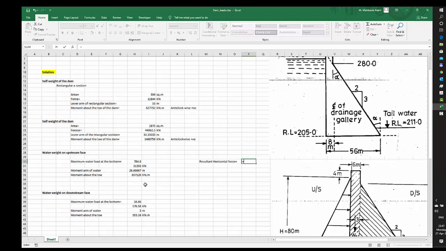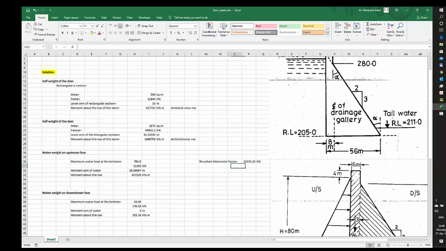So on the upstream we have total load equal to this value. This is positive because it's in the direction of, and it's up to you which value you take positive, which one negative, but because they are in reverse direction to each other, we have to take one positive and another negative. So this value minus this value would give me the resultant horizontal forces, in kilonewtons.